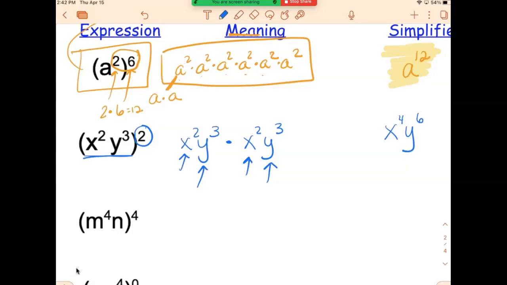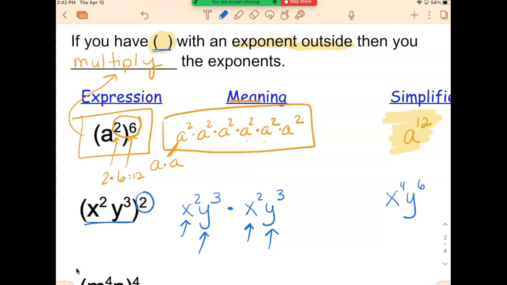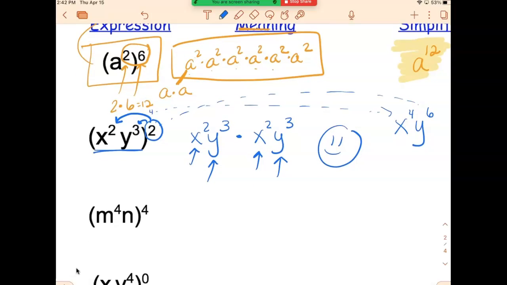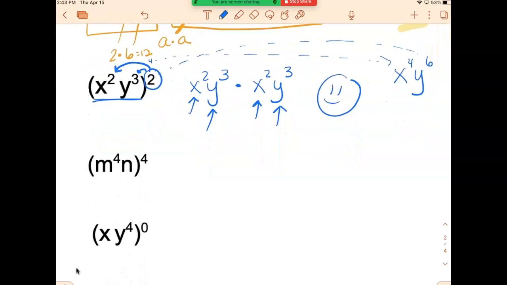Let's go back and check. Our new rule is, if we have parentheses with an exponent outside, then you may multiply the exponents. This 2 times 2 will give us 4, and that's exactly what we got. This 2 times 3 gives us 6, and that's what we got. Woohoo! So if you follow the rule, it should make it easier to do the assignment. Okay, two more practice ones.